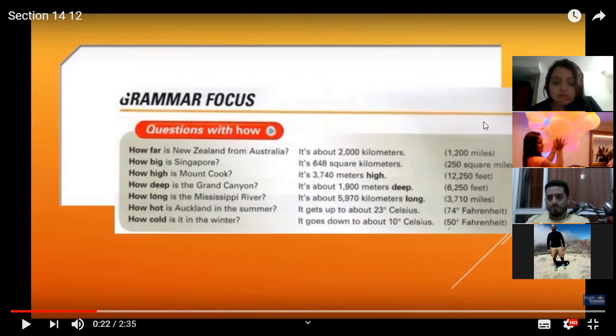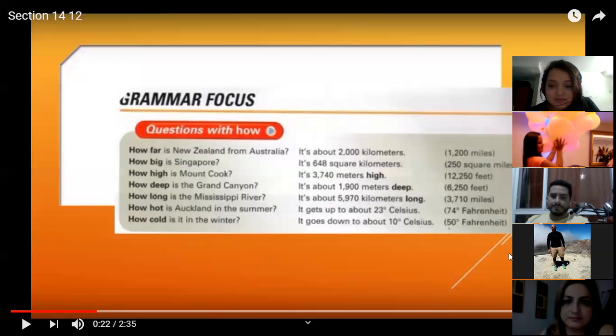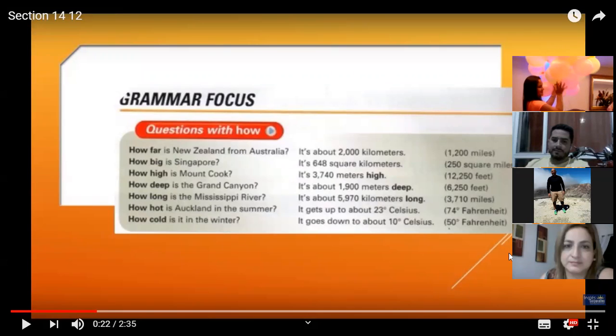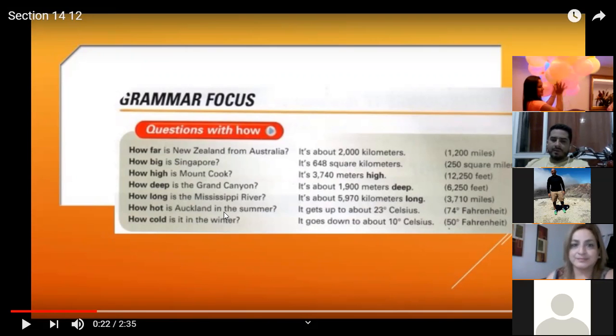Ready? Okay. How far is New Zealand from Australia? It's about 2,000 kilometers. How big is Singapore? It's 648 square kilometers.